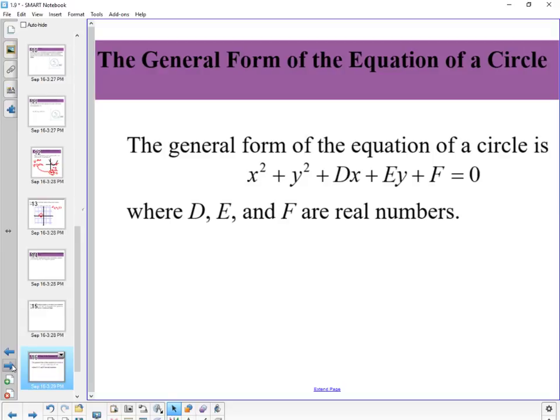Oh, here's a general form of a circle. It's very bleh. That's very good. Go ahead and write it down, please. That is a general form for a circle. I don't know what that means.